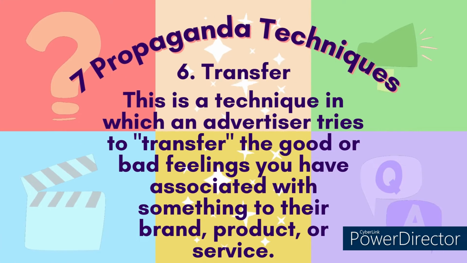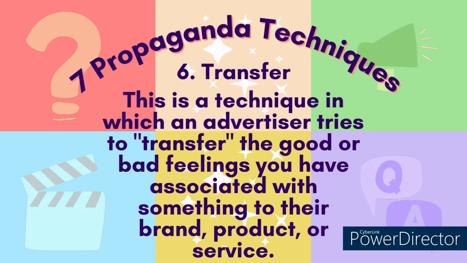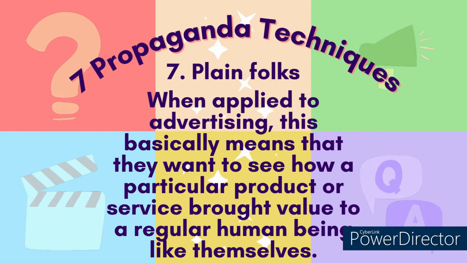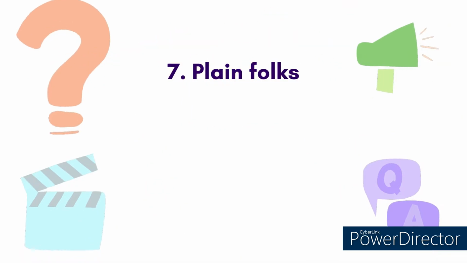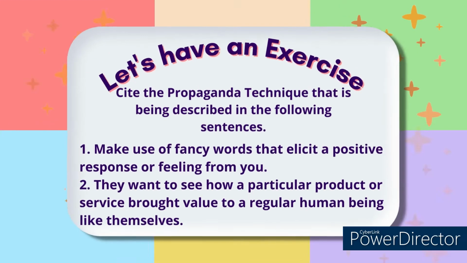Number 6, transfer. This is a technique in which an advertiser tries to transfer the good or bad feelings you have associated with something to their brand, product, or service. Number 7, plain folks. When applied to advertising, this basically means that they want to see how a particular product or service brought value to a regular human being like themselves.